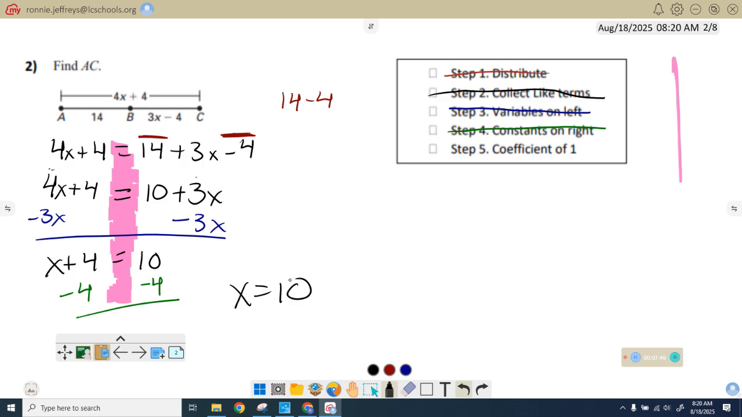Now, when we do this, we already had a coefficient of 1, so we kind of went to step 5 inadvertently already. That's not what we're asked to find. We're asked to find AC. Remember, I'm plugging in this 10. I didn't really do this for the other one because it's kind of simplistic.